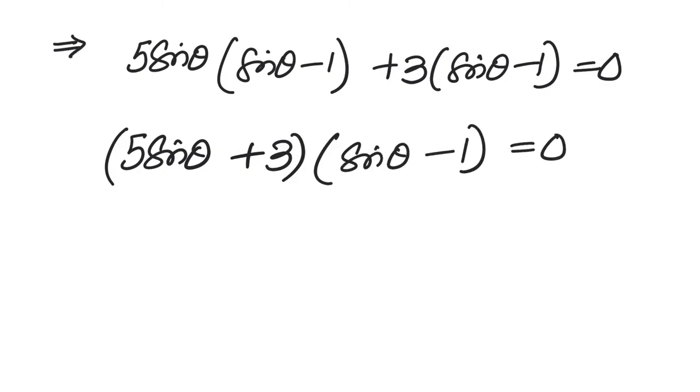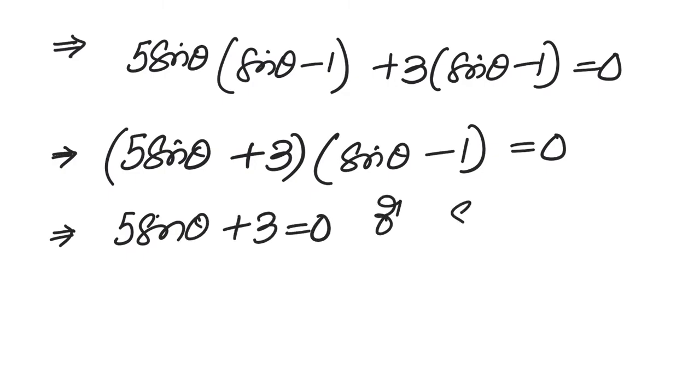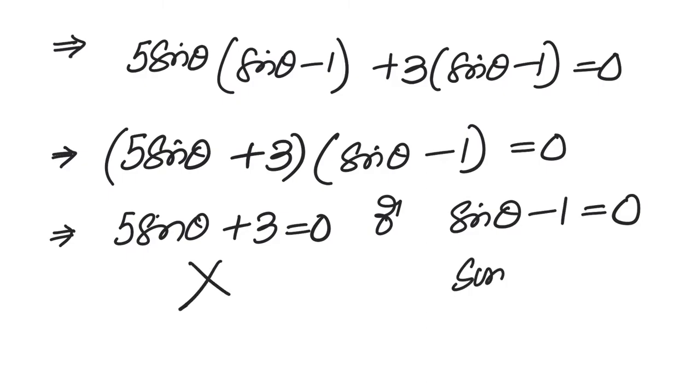So we have two options now: either 5 sin theta plus 3 equals 0 or sin theta minus 1 equals 0. 5 sin theta plus 3 equals 0 will give you sin theta equals minus 3 by 5. Since our scope is only positive values, we'll not consider that. This is a 10th grade problem. So sin theta equals 1, and we know then theta equals 90 degrees.